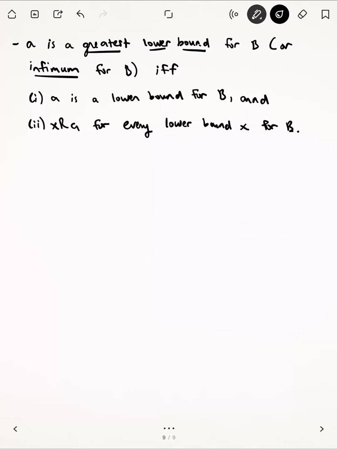In fact, soon we'll see that there's at most one supremum and one infimum for a set. So even though I've written a greatest lower bound and a least upper bound for B, they will in fact be unique.